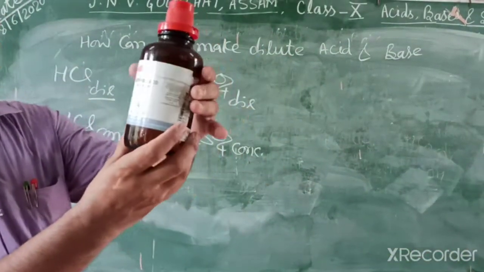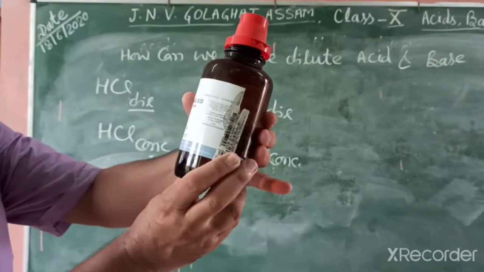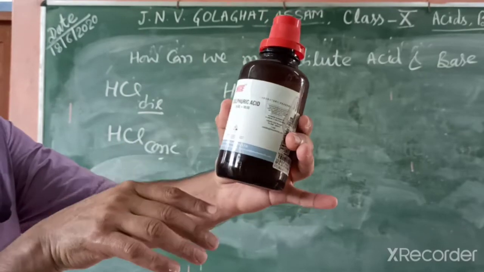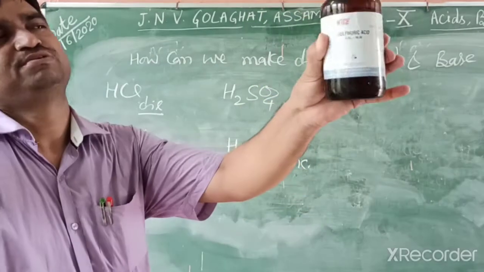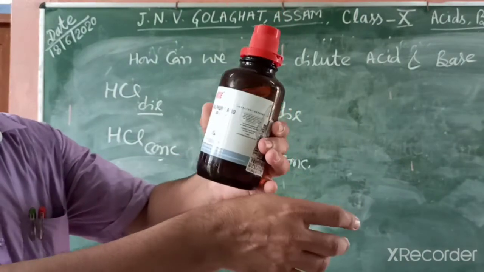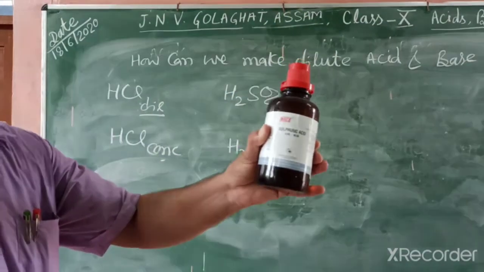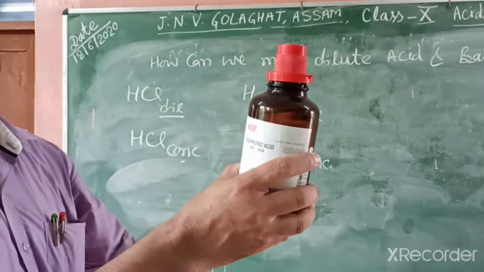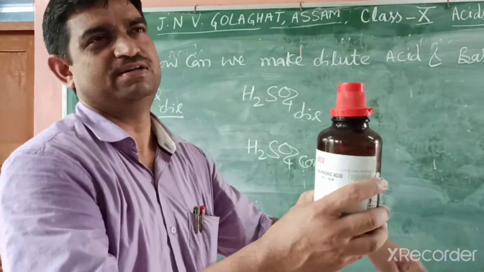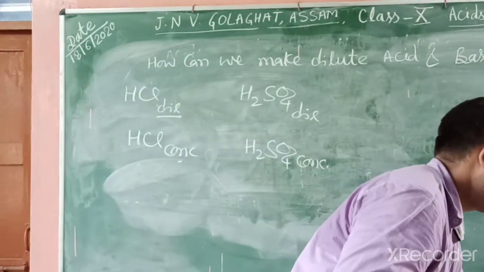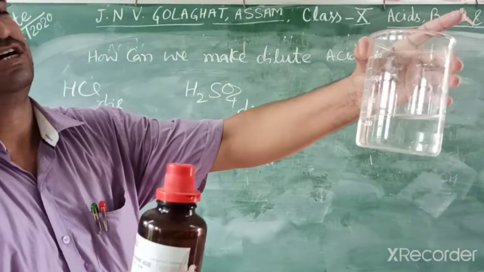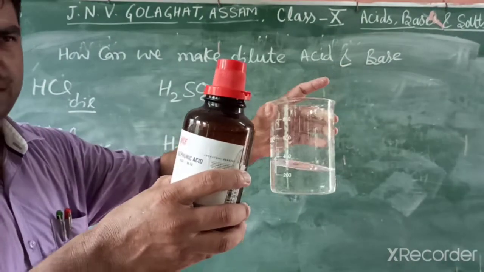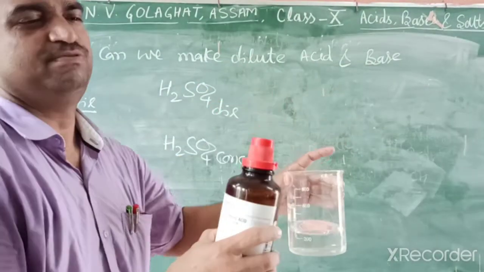For example, this one is sulfuric acid, and this is concentrated acid. Concentrated acid has a symbol like this, corrosive. This is known as the king of chemicals, and it is very dangerous. So we must take great care to handle these acids, and we always mix acid into water when diluting. In this beaker we take approximately 250 ml of water.